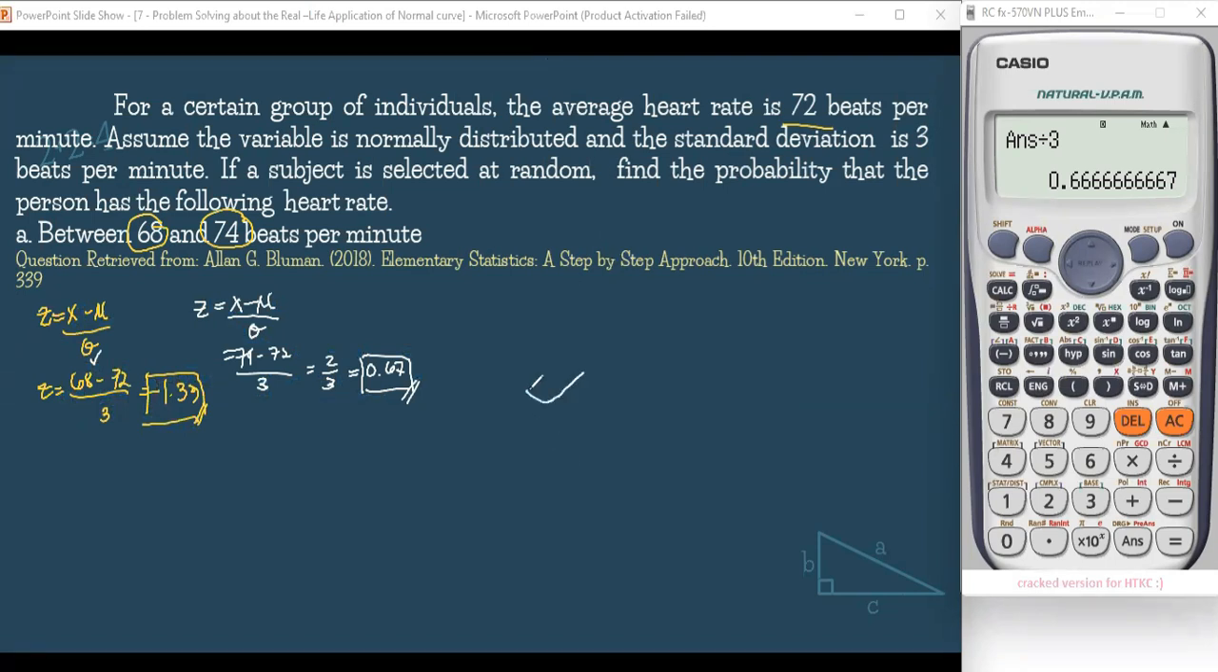Now, in our normal curve, this is 0, 1, 2, 3, negative 1, negative 2, negative 3. So 0.67 and negative 1.33. We are interested in the area in between the two.